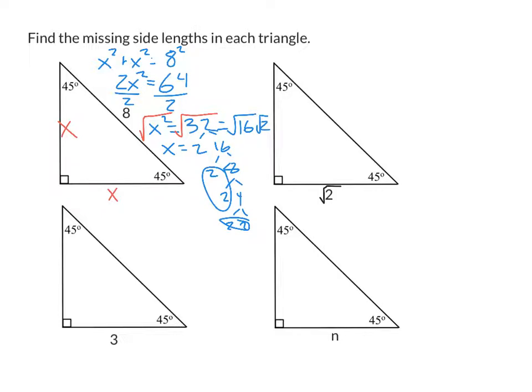Well, the square root of 16 is 4. Still times the square root of 2. So that must mean that each of these sides are 4 times the square root of 2.